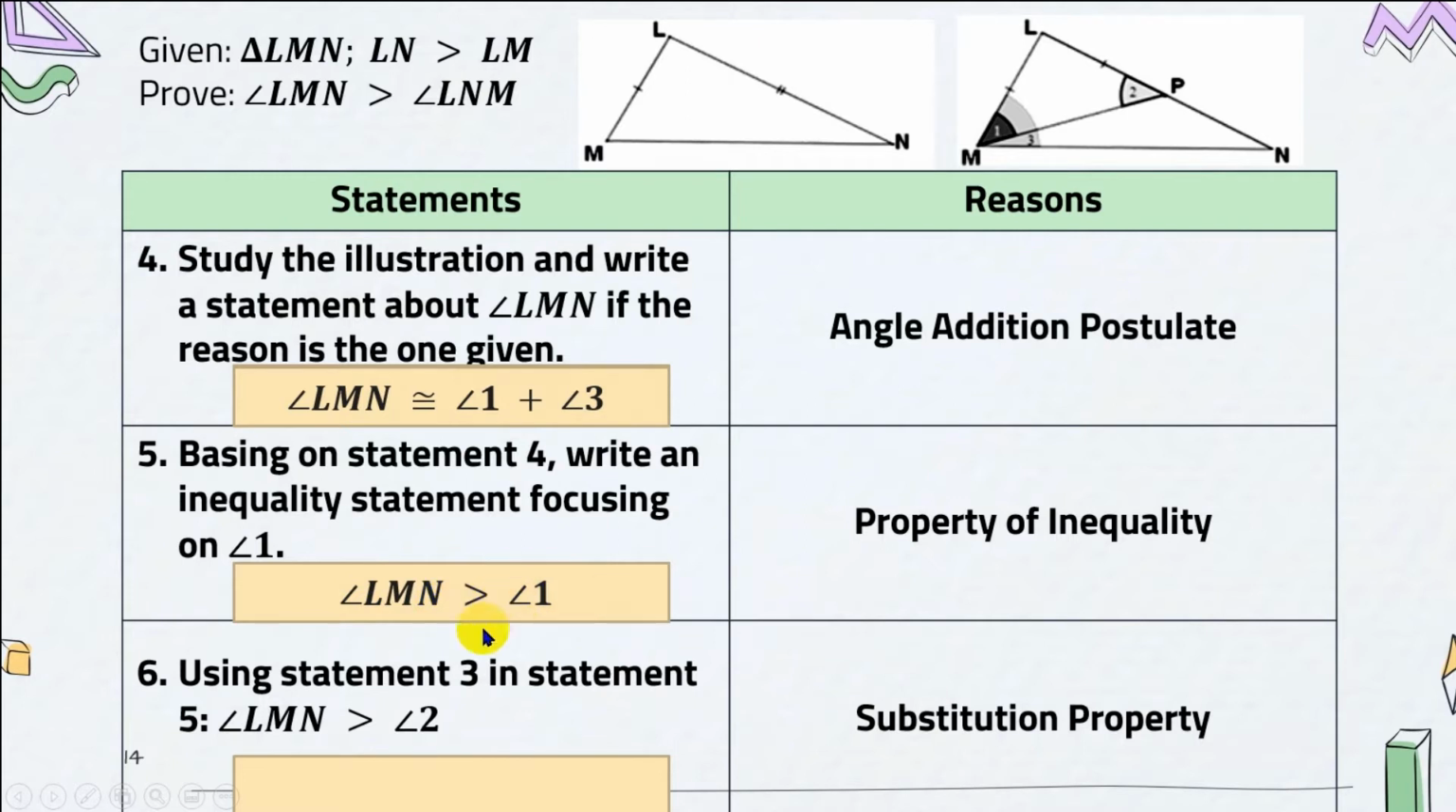And dun sa ating statement number 3, angle 1 is congruent to angle 2. So, by substitution property, we can say that angle LMN is greater than angle 2. Okay? So, that's for our sixth statement. By substitution property po yung reason. Okay, next is number 7.